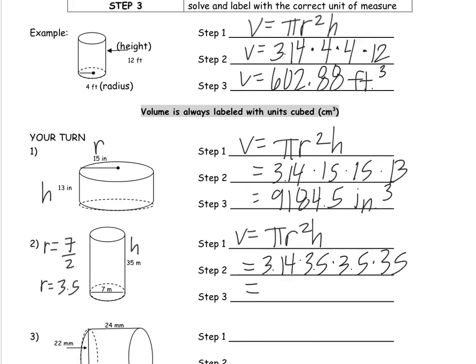And you got 1,346.275. We'll round to 2 decimal places. This 5 bumps that 7 up. So you get 1,346.28 meters cubed.